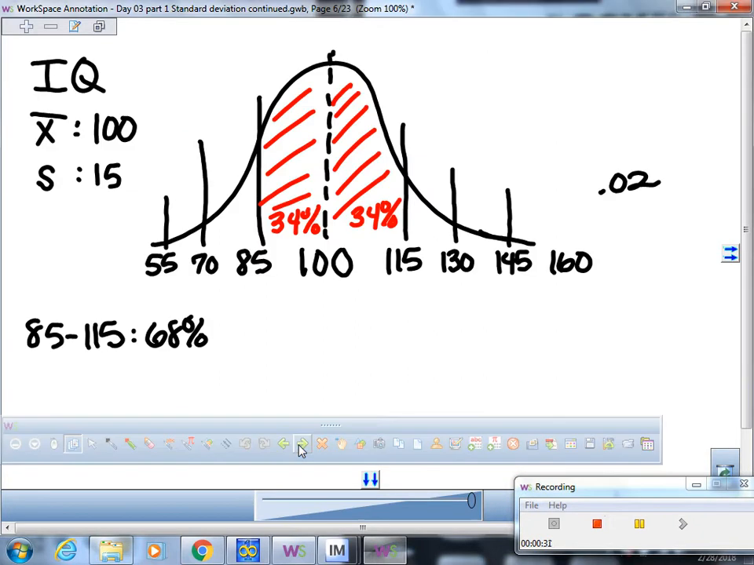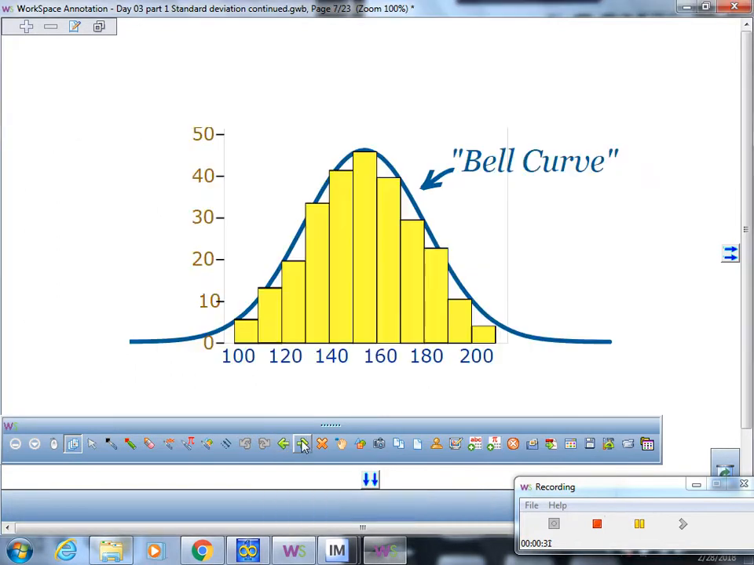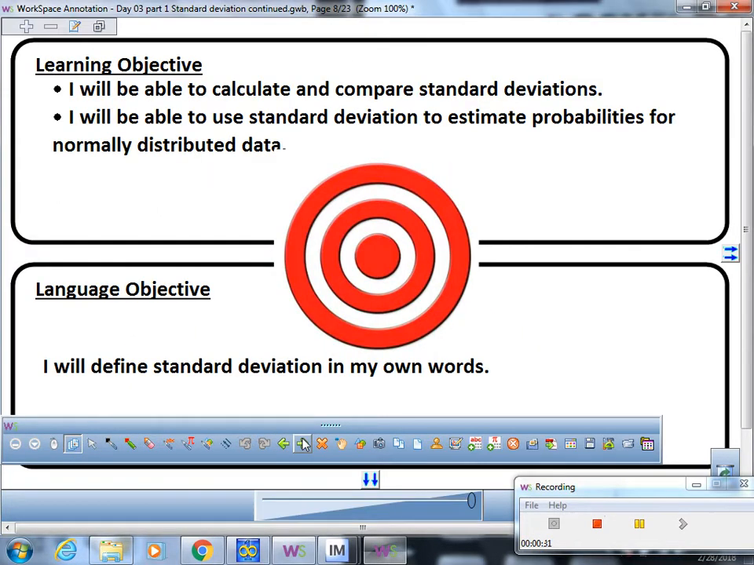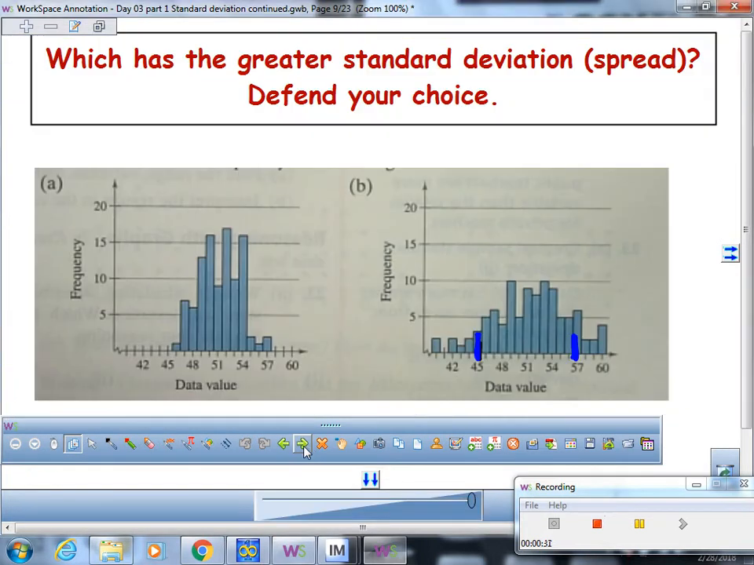Then we talked about, this is what we're going to talk about more tomorrow. We're going to look at specific IQ examples. I was going to push that today, but I don't think it's necessary. I really want to just get to that last example.